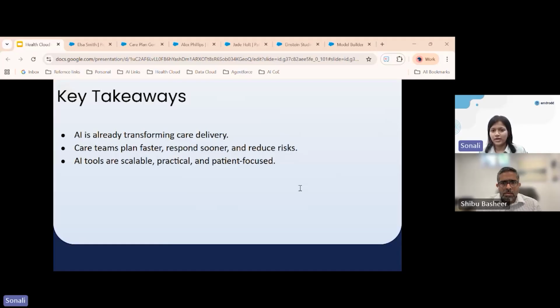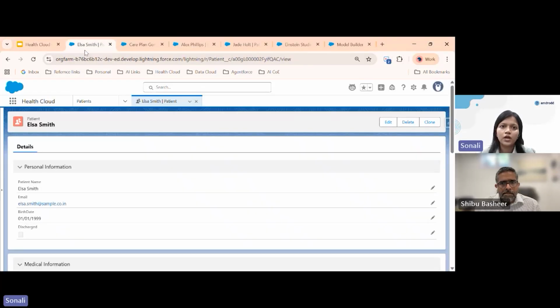And finally, tools like the care plan generator or the episode predictor are solutions built with patients at the center. They point to a future where care can be scalable, not only more efficient, but also more personalized and accessible. So I'll show you how these bots work in the system. I hope you can see my Salesforce screen right now. Yes.